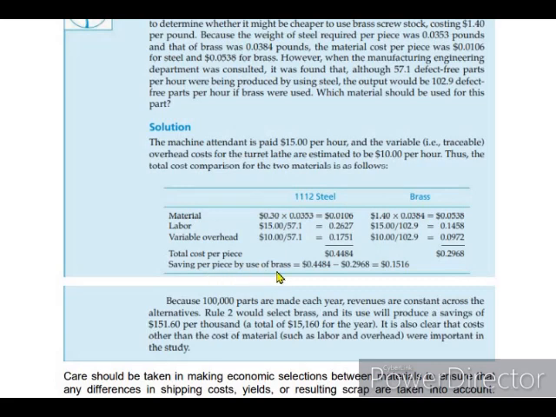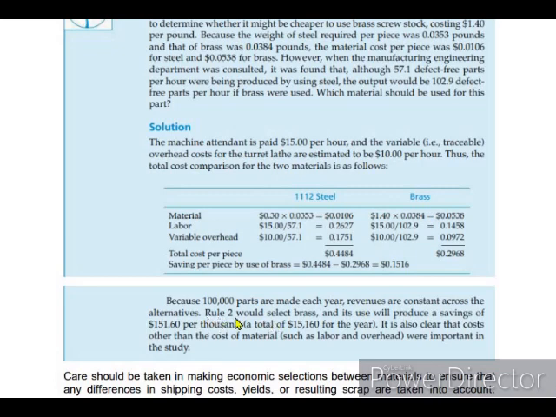So the saving per piece by use of brass. How much do we save by using brass? We just subtract, okay, the total cost per piece of steel with the total cost per piece of brass. So it is now $0.1516. Okay, so that is the saving per piece. So that's how much the company will save using brass.